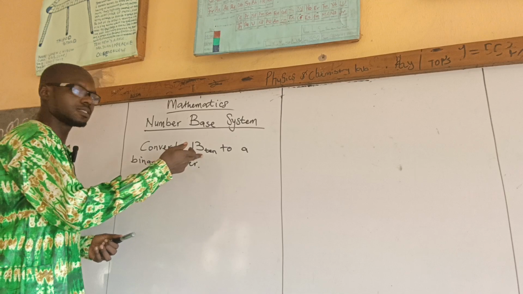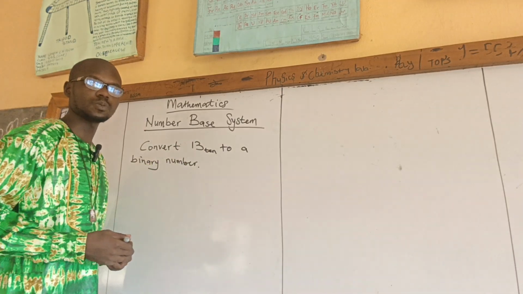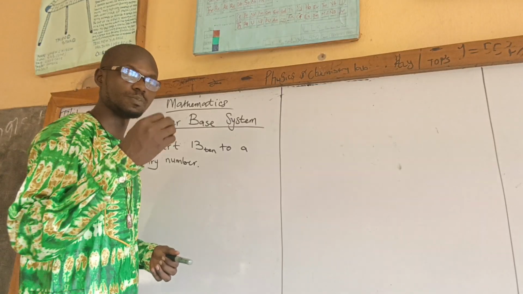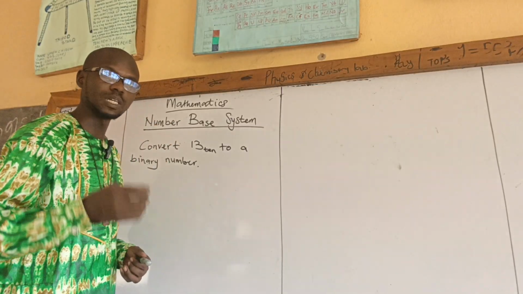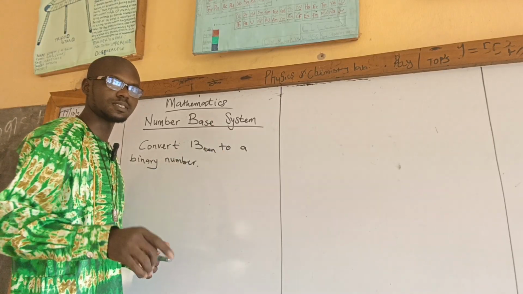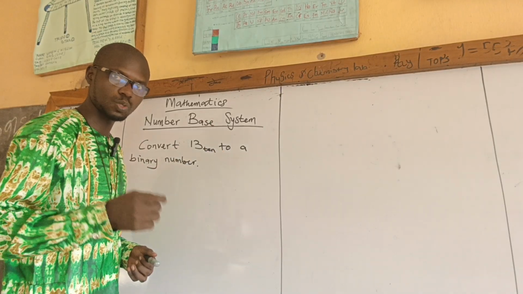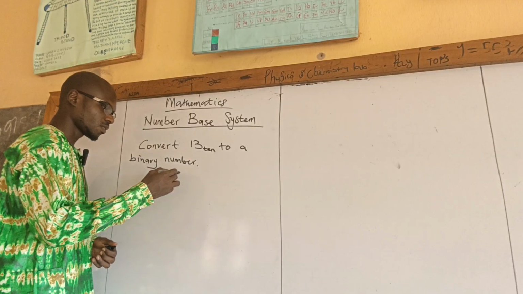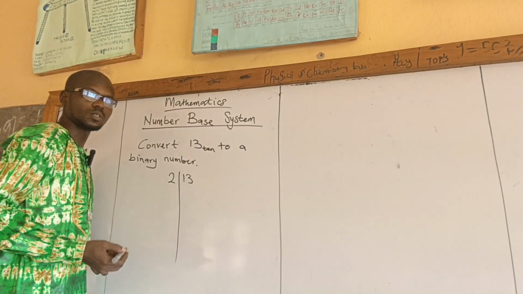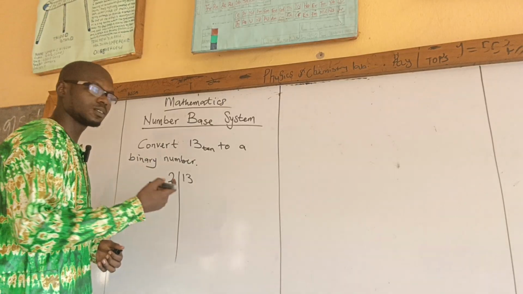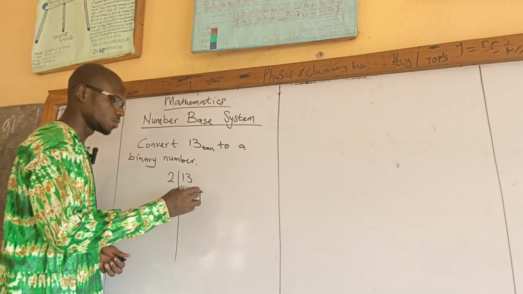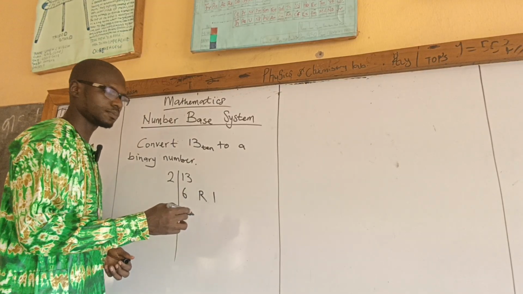Now, this is 13 in base 10. We are asked to convert 13 in base 10 to a binary number, which is to base 2. So what we do, we are just going to use 2 to divide 13, and what we have is our answer in base 2. So let's divide. This is 13 and this is 2. So 2 into 13 gives us 6 remainder 1. So that is 6, then you put remainder 1.